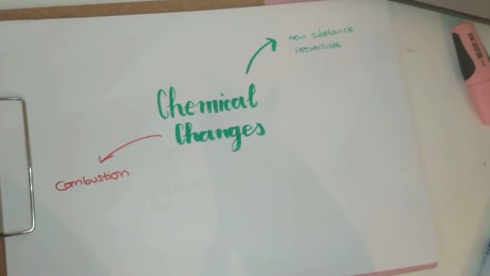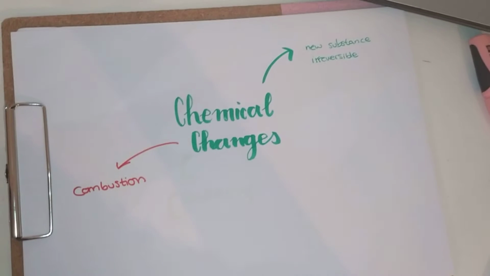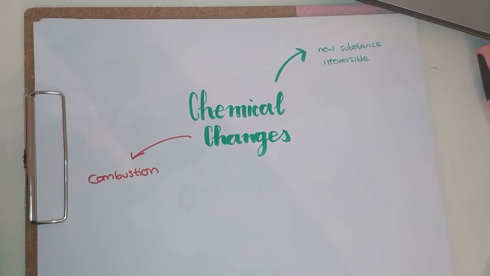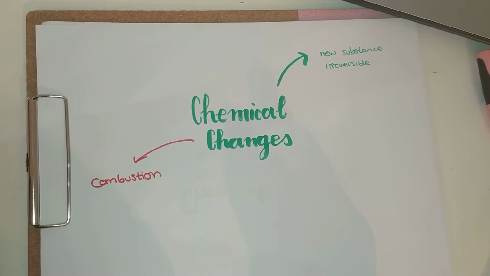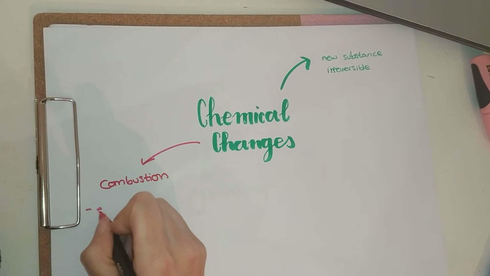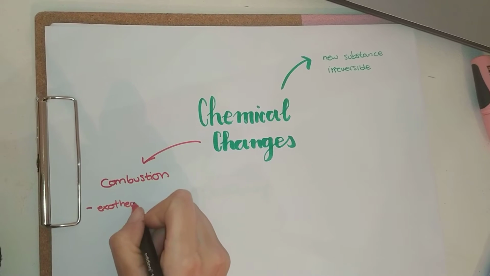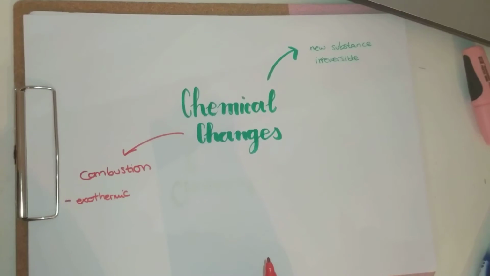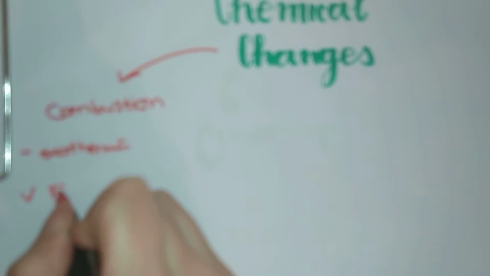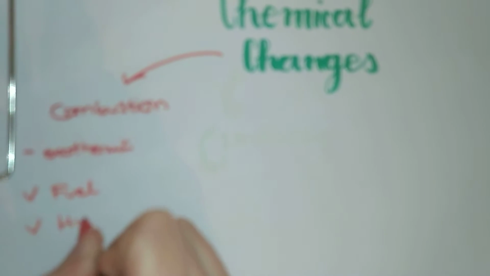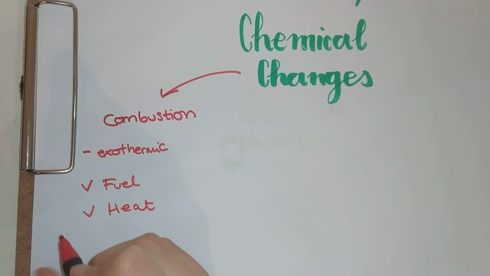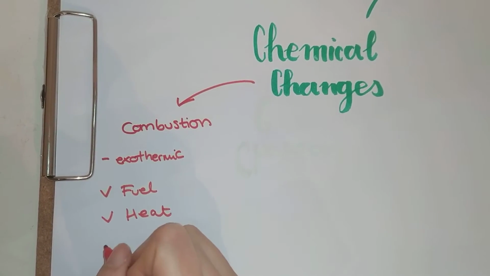Combustion or burning is the name of a chemical reaction in which oxygen combines with a fuel. It is an exothermic reaction because thermal energy is produced. So remember, it's exothermic. And in any combustion, we need fuel, we need heat, and we need oxygen.